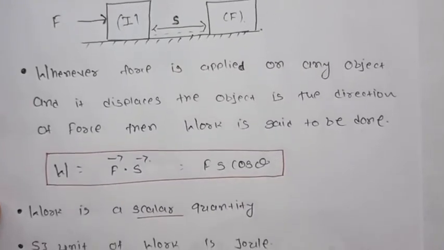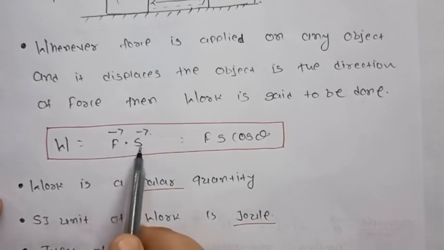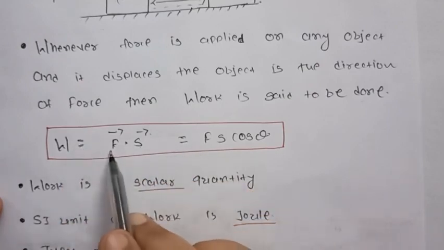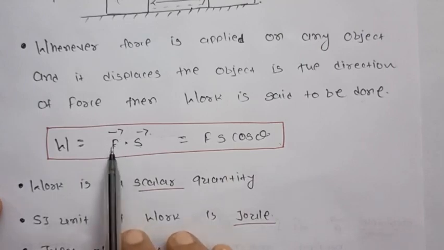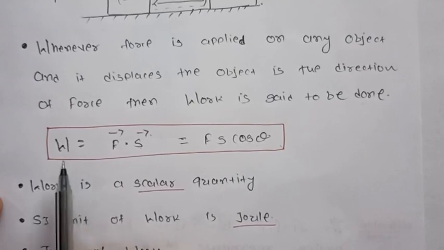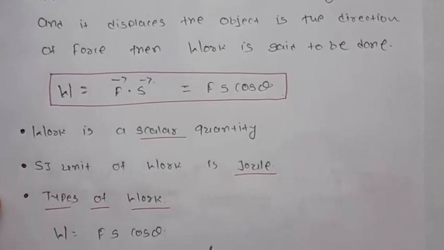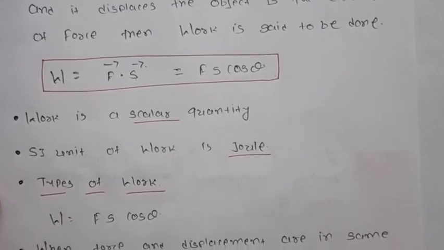The work is defined mathematically as work is equal to F dot S. Just as we defined the dot product, this is F S cos theta. As we are doing a dot product or scalar product, the resultant quantity will be scalar. So work done is a scalar quantity. The SI unit of work is joule. Now there are different types of work.